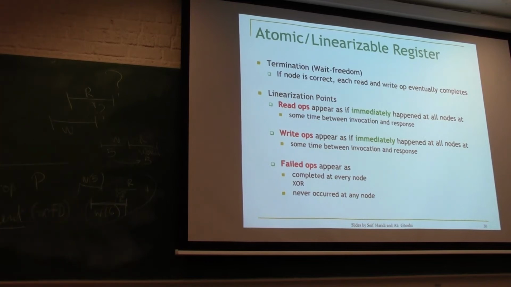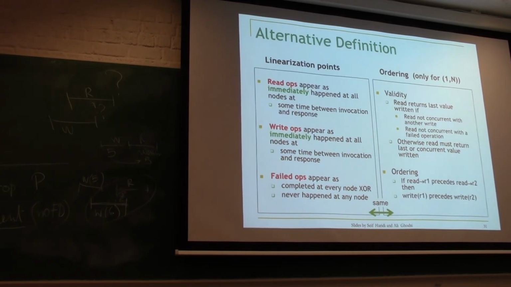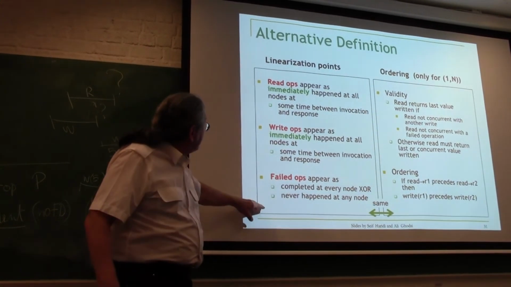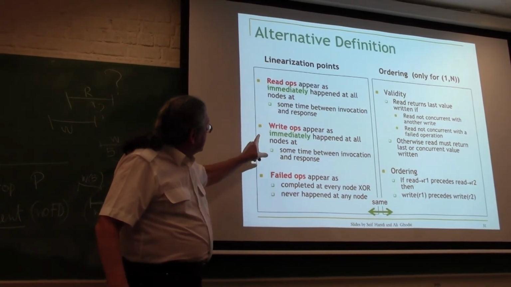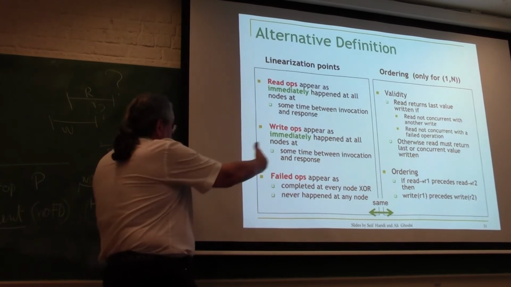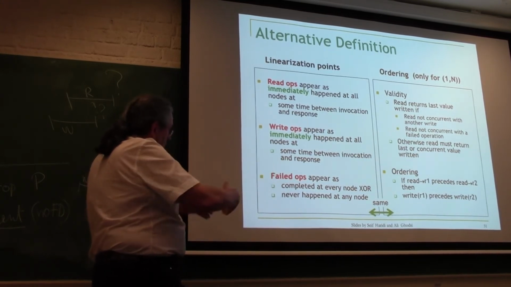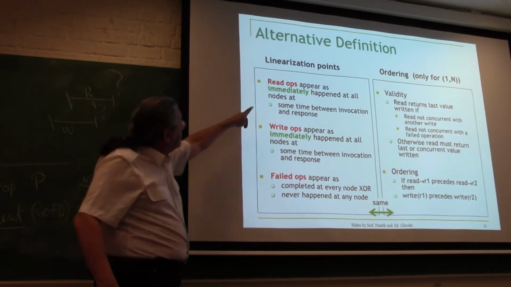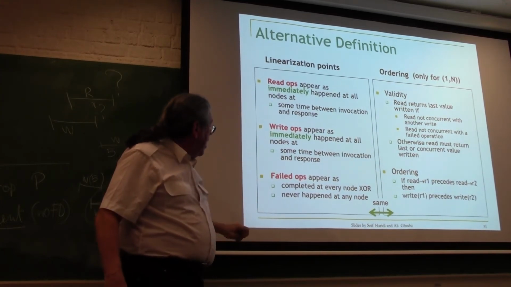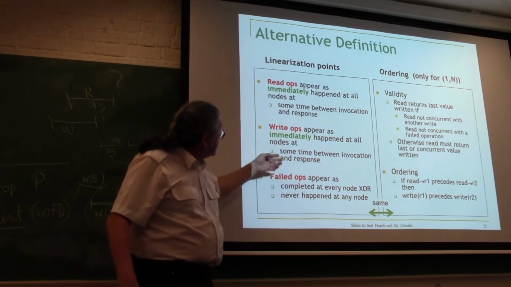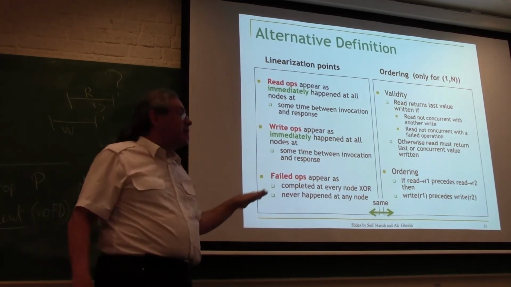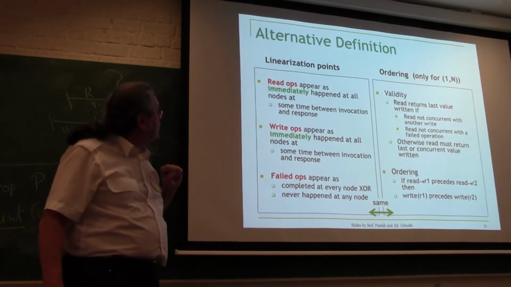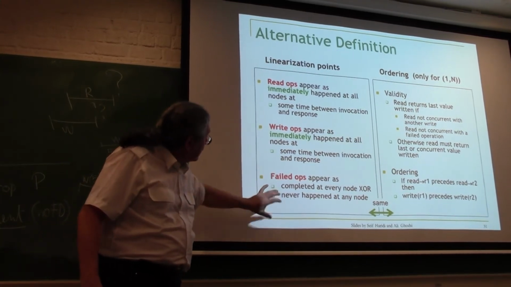You can actually make two definitions now. On the left here, this is the definition I just showed you. So we have reads that have invocation and response, and writes also. You can find points in time, and you can assume the read was instantaneous there, and the writes too. And the failed ops are either completed, so they're one of those, or they totally never happened. They're instantaneous, so you can define it like this.